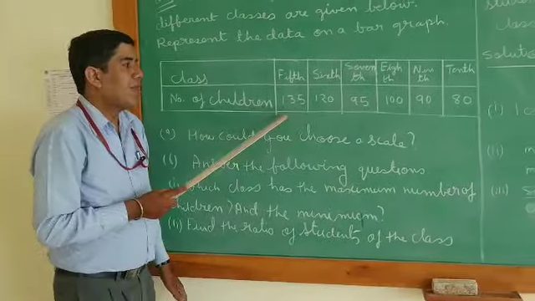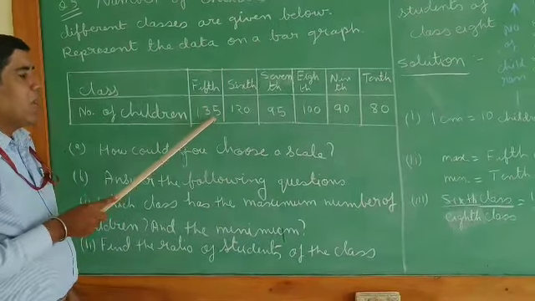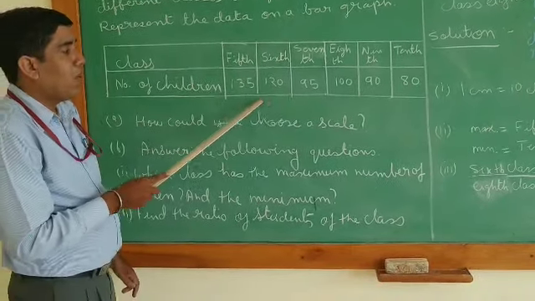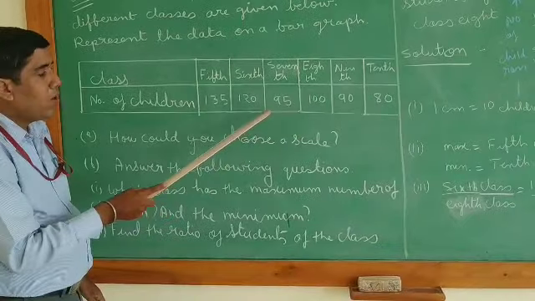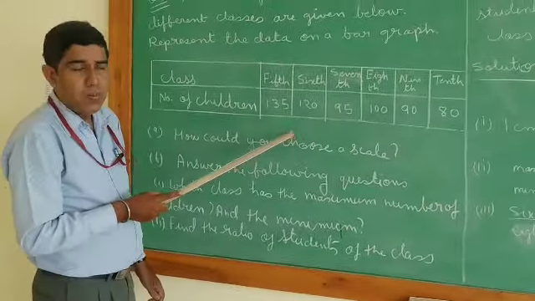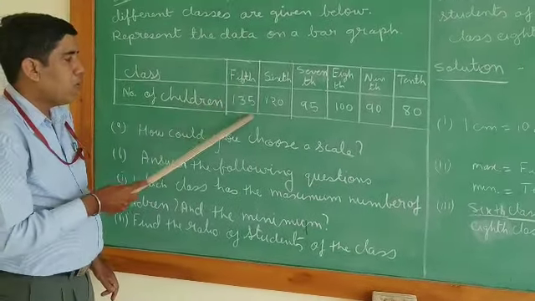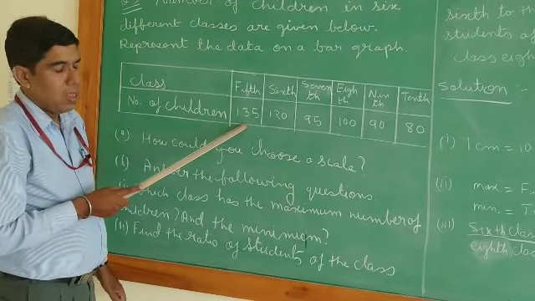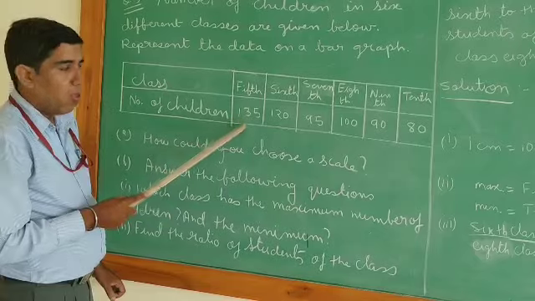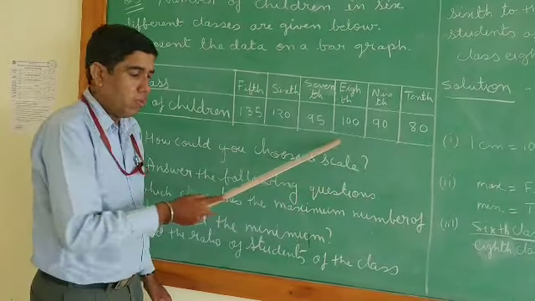Now, how would you choose a scale? So we will see a scale by seeing the highest number. It is 135, and we will select such a scale which can represent all the given observations. If I take 1 centimeter is equal to 100, I will not be able to represent 135 easily. So better we should take 1 centimeter is equal to 10 children. So it will be easy for me to represent all the given observations.